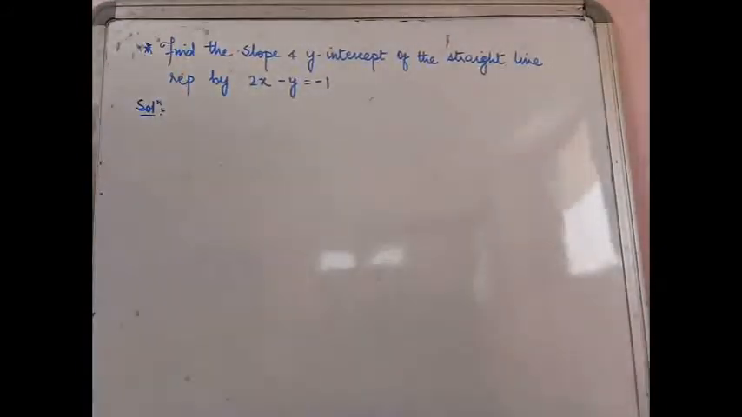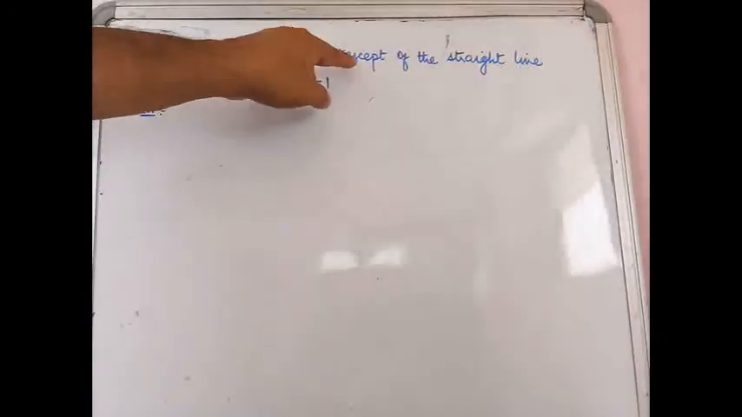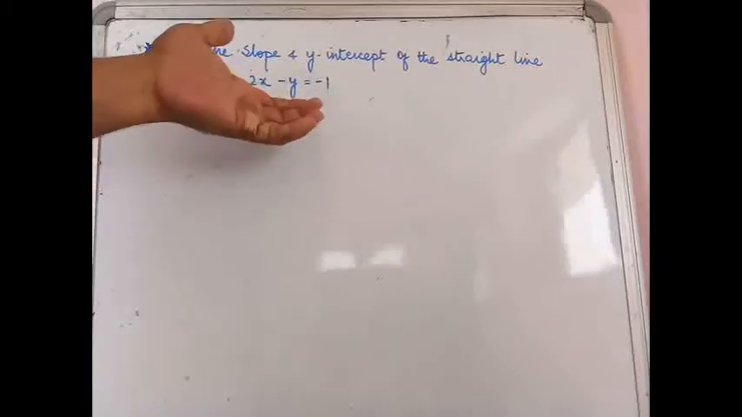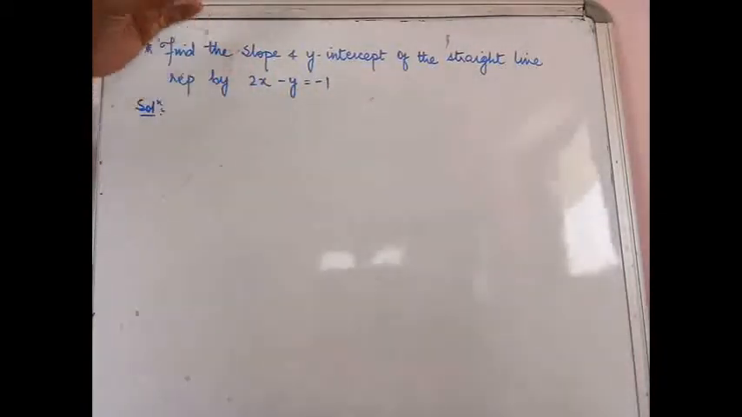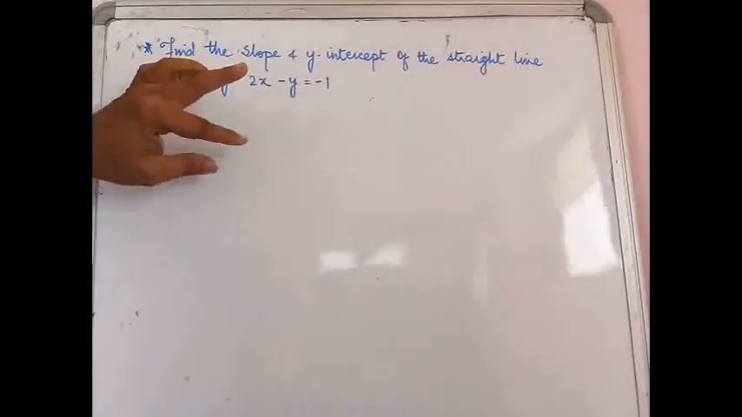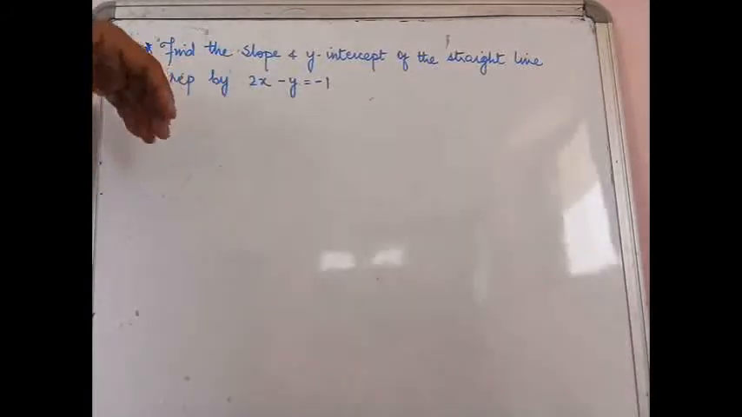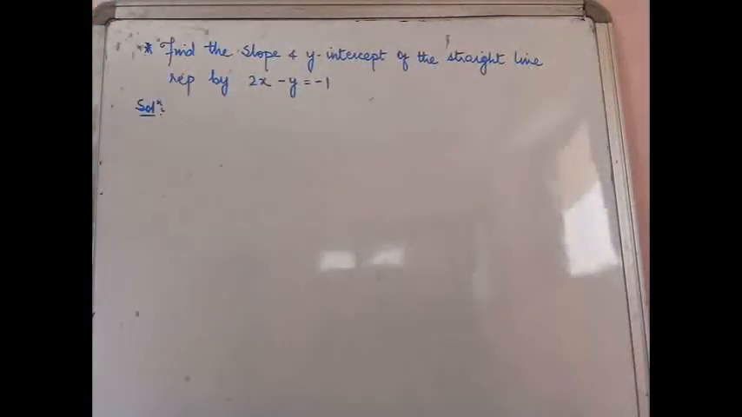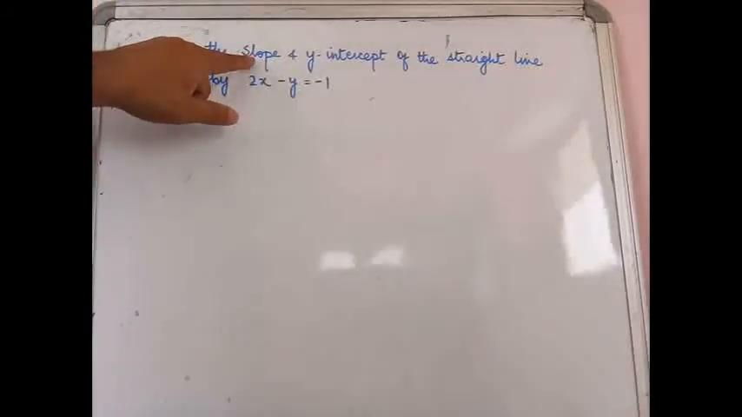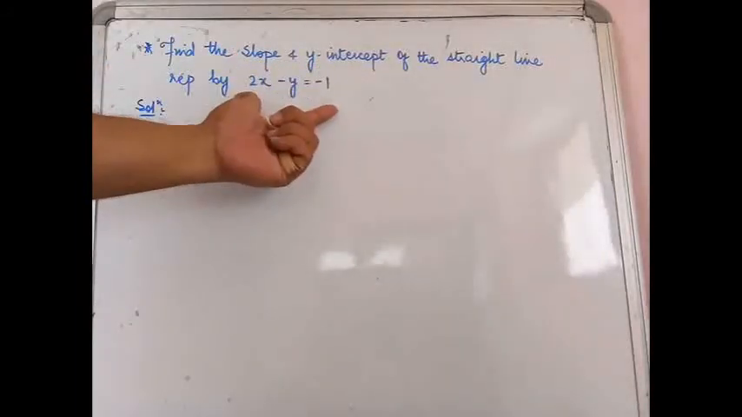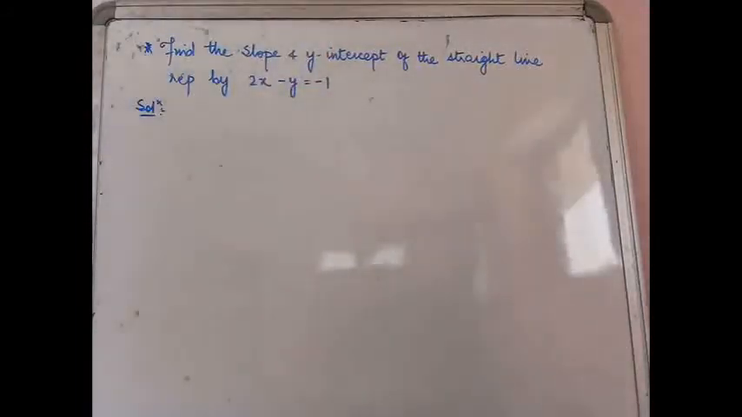Now here's the last question. A simple question once again, just to make the basics very clear. Find the slope and the y-intercept of the straight line represented by this. If you notice, this question and the one that we did just before this are exactly the reverse of each other. In what sense? In the previous question, you were given the slope and the y-intercept, and you were asked the straight line. In this question, you are given the straight line and you have been asked the slope and the y-intercept.